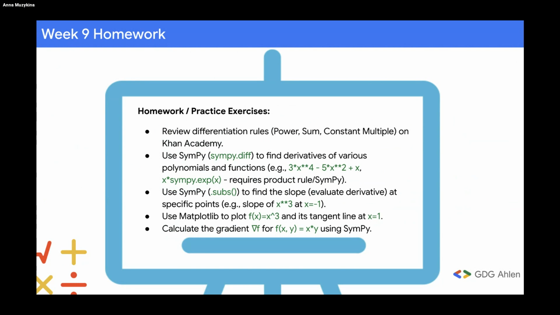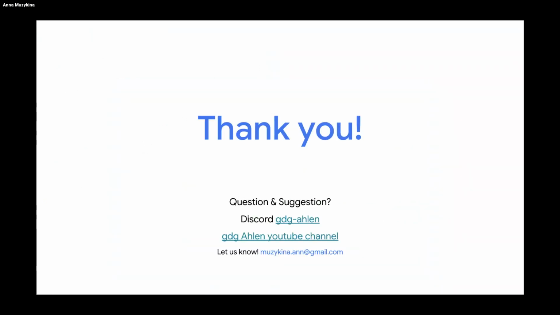Use Matplotlib to visualize a function like x cubed and plot its tangent line at a specific point. Try calculating the gradient vector nabla f for a simple multivariable function like f of x, y equals x times y using sympy. That brings us to the end of today's session.